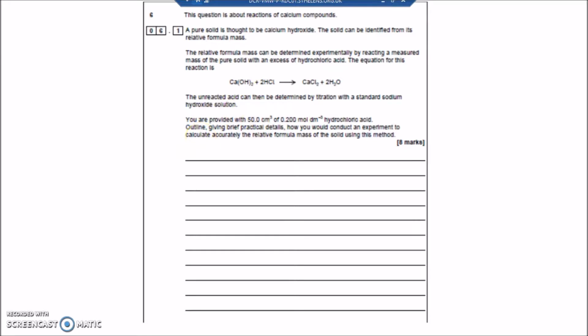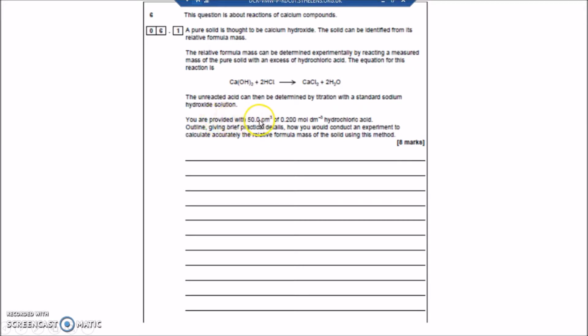And knowing the concentration of the sodium hydroxide that you're using and the volume that you're using, you can work out the number of moles of sodium hydroxide that you need to add to react exactly with the HCl. Therefore, you can work out the number of moles of HCl that you've got reacting or left over, and therefore you can work out the number of moles of calcium hydroxide. That's the way it's going to go. Let's see it now in more detail.